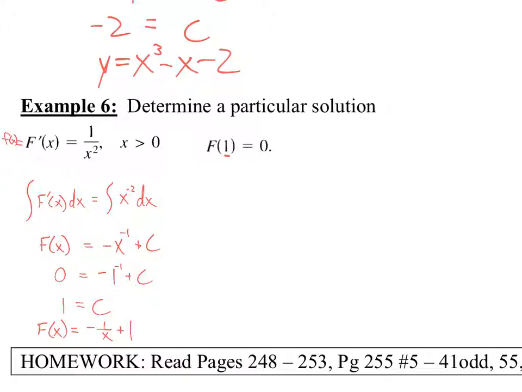Okay, so that's our particular solution. Again, this was the general solution, and this is the particular one that goes through this point (1, 0) that we were given.